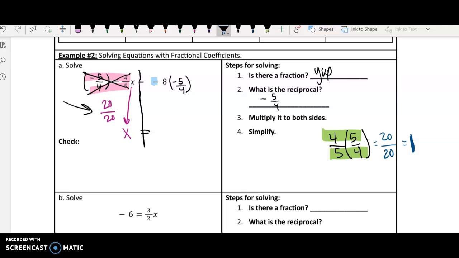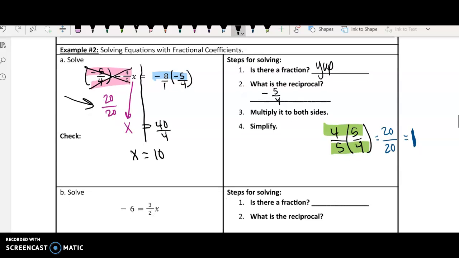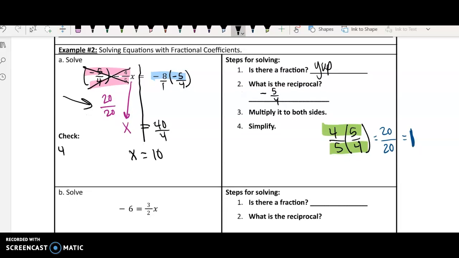But now we're going to multiply straight across. So that gives me negative 8 times negative 5 is going to be 40 over 4. And then that would be, because this is over 1, x equals 10, because 40 divided by 4 is 10. So now let's check it. So negative 4/5 times 10 should equal negative 8. So 4 times 10 is 40. Keep your negative. Divide by 5 does equal negative 8. We got it right.